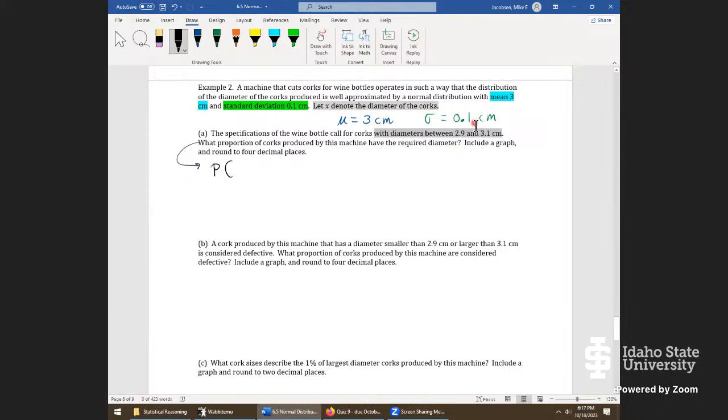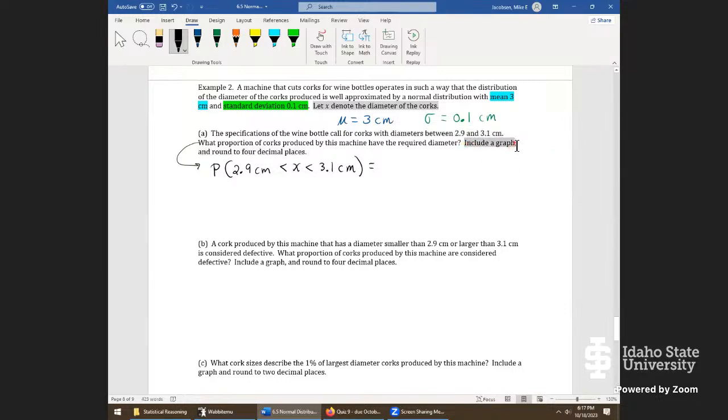Quarks produced by this machine have the required diameter. That's just saying X, which is the diameter of those quarks, is between 2.9 centimeters and 3.1 centimeters. So we have a probability statement. Now at least we know what we're about to solve.